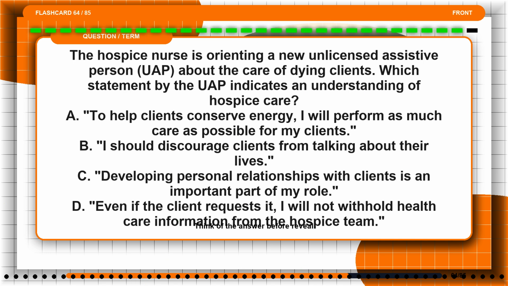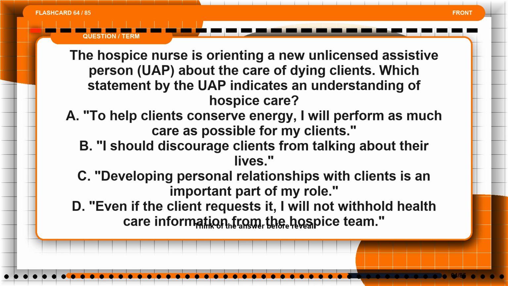Flashcard 64. The hospice nurse is orienting a new unlicensed assistive person, UAP, about the care of dying clients. Which statement by the UAP indicates an understanding of hospice care? A. To help clients conserve energy, I will perform as much care as possible for my clients. B. I should discourage clients from talking about their lives. C. Developing personal relationships with clients is an important part of my role. D. Even if the client requests it, I will not withhold healthcare information from the hospice team.